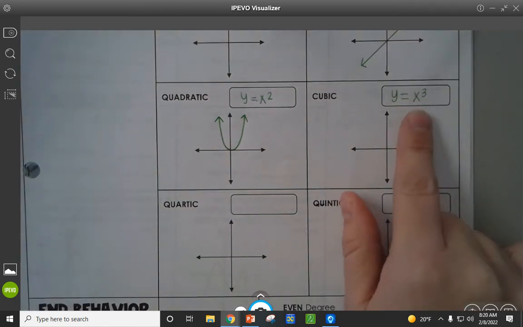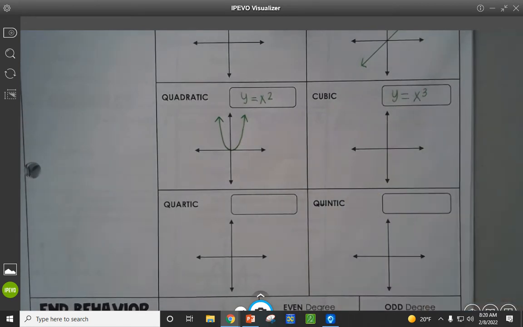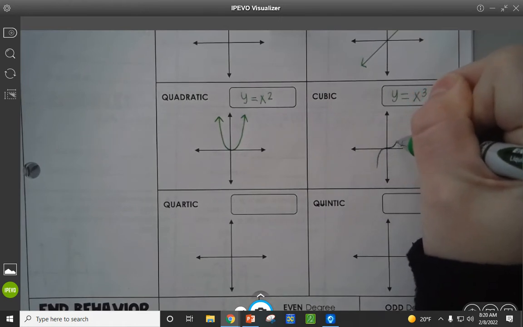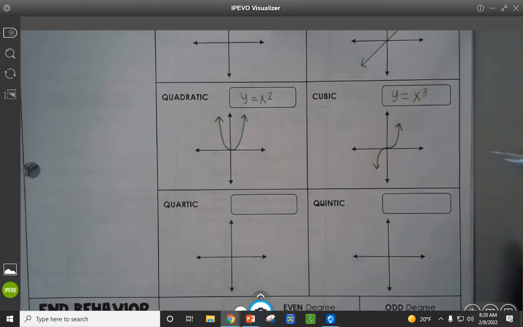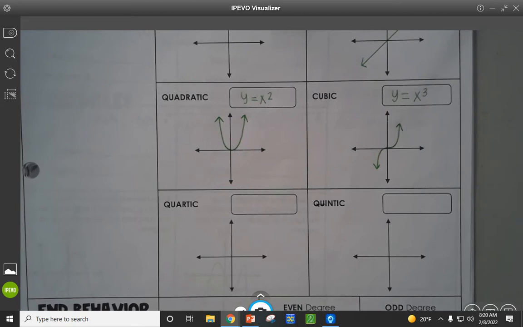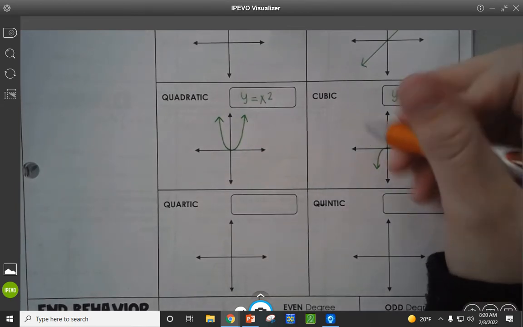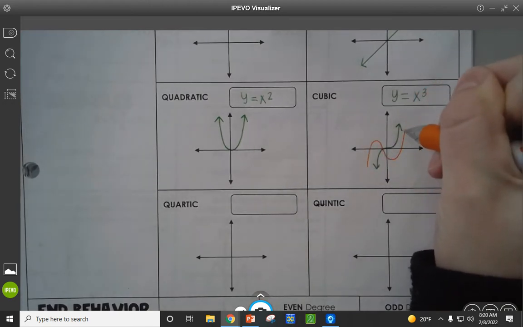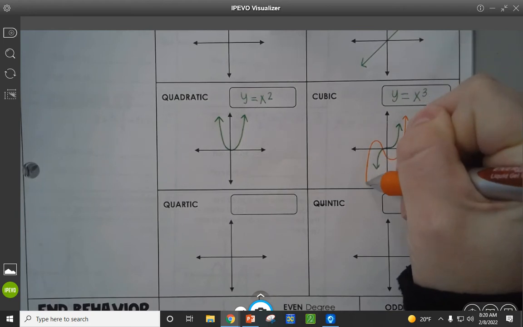So if you were to type in y equals x cubed, it's going to look like this. However, most of the graphs you see will look more like this that I'm doing in orange.